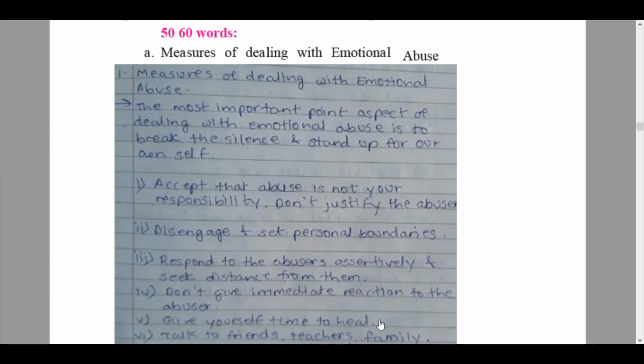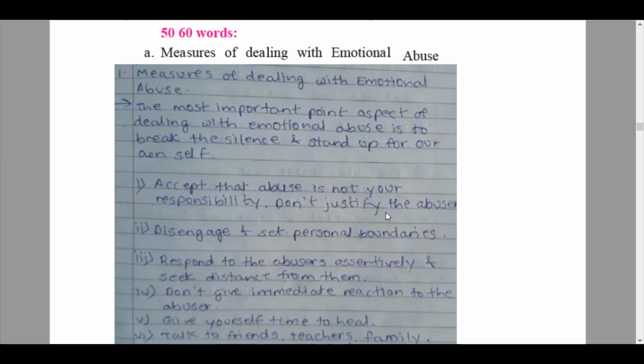So I'll just read it out. Measures of dealing with emotional abuse. The most important aspect of dealing with emotional abuse is to break the silence and stand up for your own self. The first pointer to be used when you're standing up for yourself is accept that abuse is not your responsibility. Don't justify the abuser. Second, disengage and set personal boundaries. Keep a fence around yourself which others are aware of and would not dare to cross to cause any emotional harm or physical harm to you.